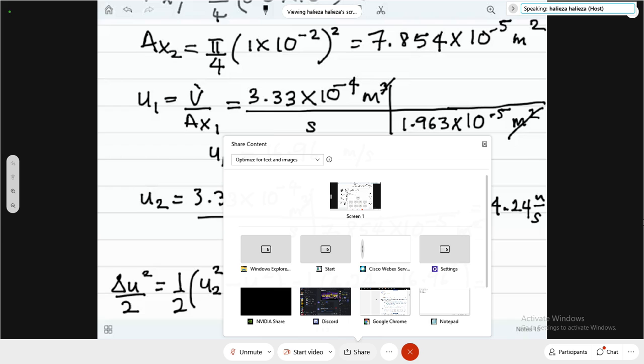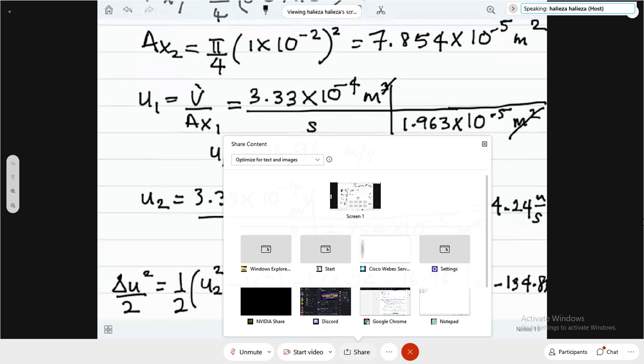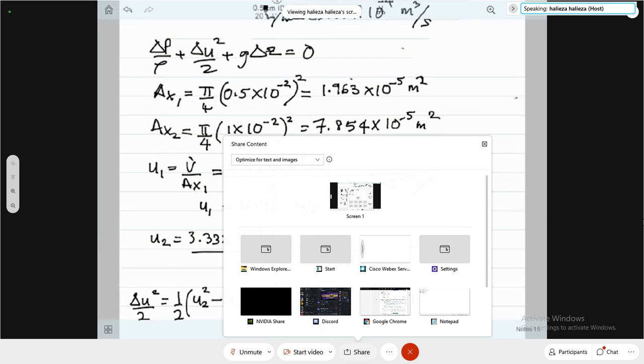It was negative 134.83, is it? What we got just now? Did you get this value just now? Yes, Doctor. Okay, that's the first part. Any question on this? Let me erase that and write it. Minus 134.83 meter square per second square.